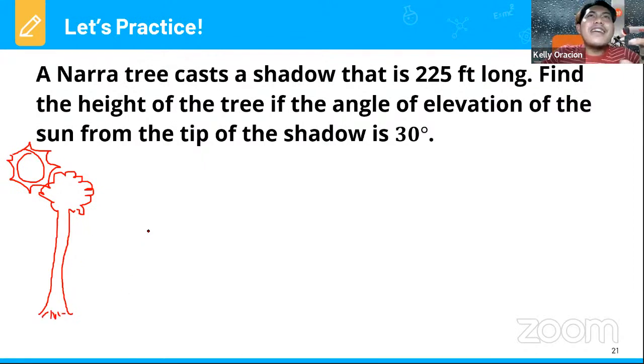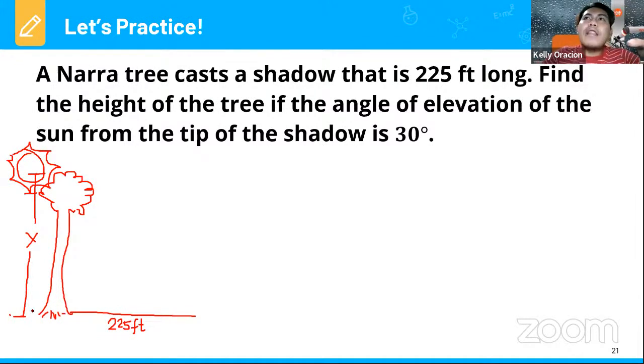Okay, so the Nara tree cast a shadow. Mo doon ang shadow ni Nara tree, no? Yan. Okay, mo yung shadow ni Nara tree. And take note that the shadow is 225 feet long. Okay, ganyan daw kahaba yung shadow. The question is, find the height of the tree. Ito daw yung missing, the height of the tree.